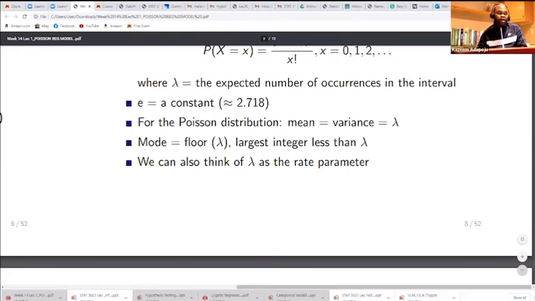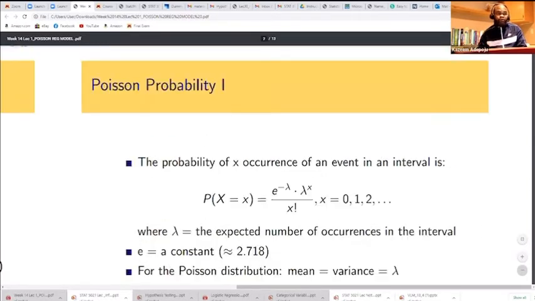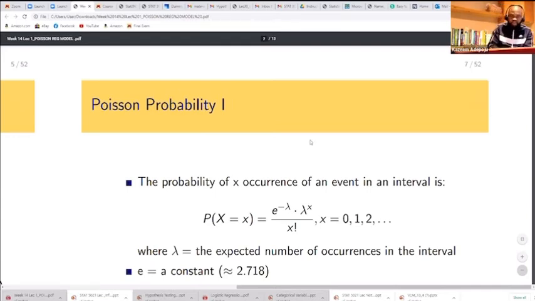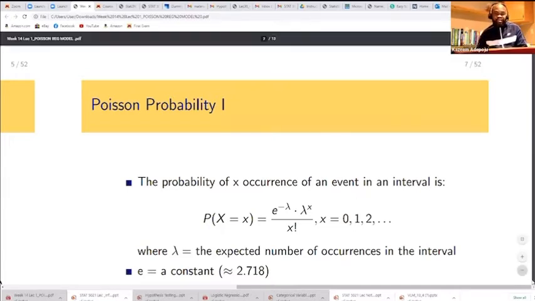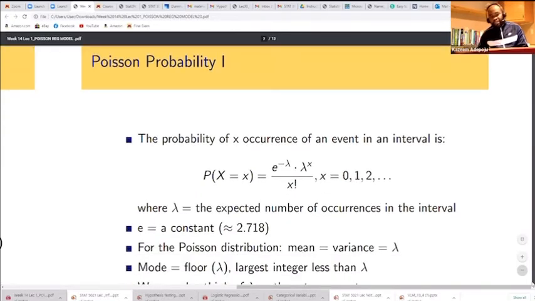Now we've talked about the Poisson distribution. Let us first look at the Poisson probability. Before we go into the Poisson regression model, we're trying to understand the Poisson probability. The Poisson probability is the probability distribution of the count data, and understanding that is very essential to fitting a Poisson regression model.